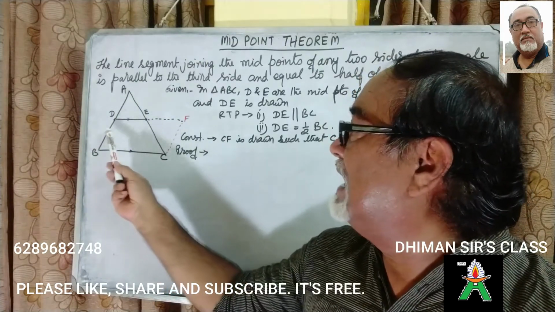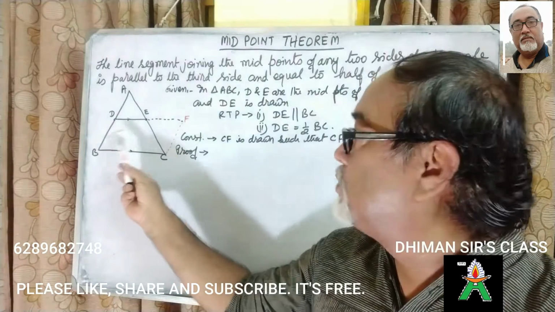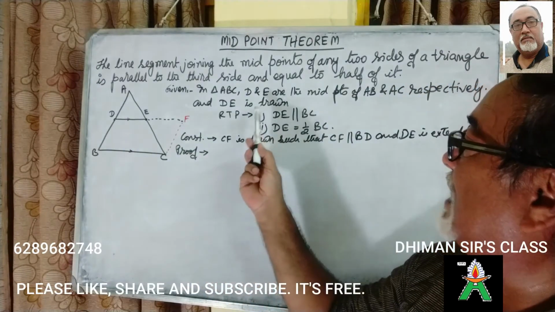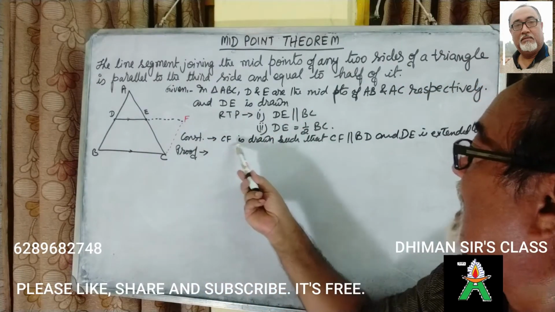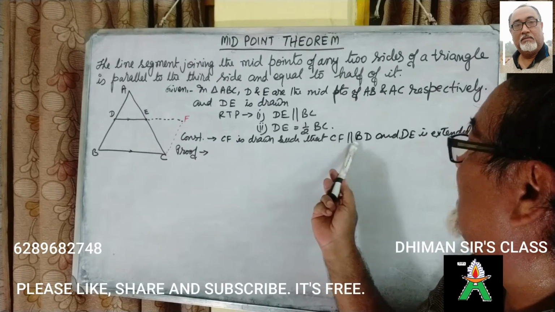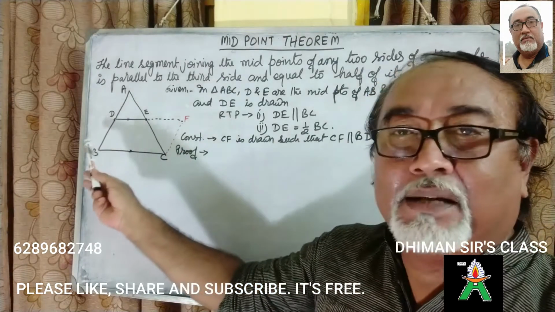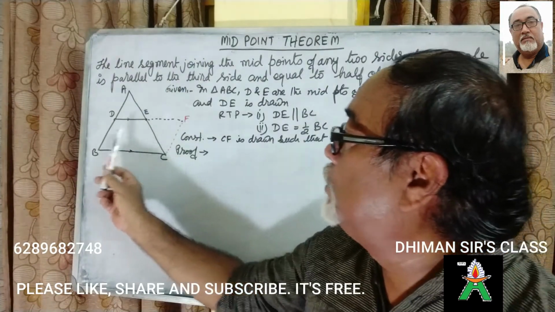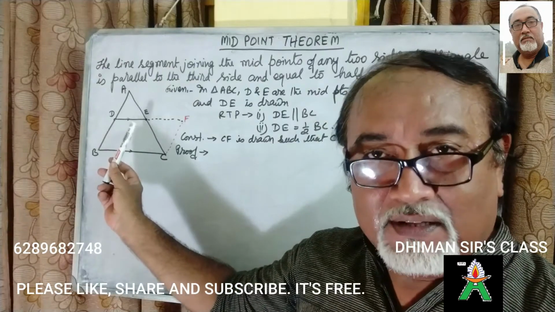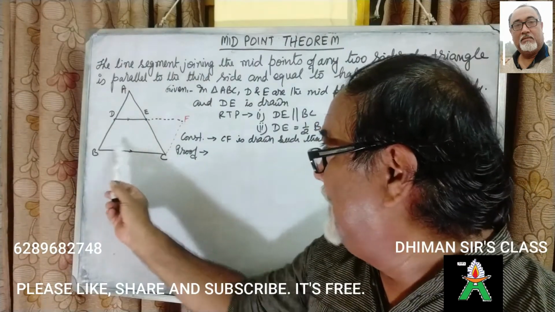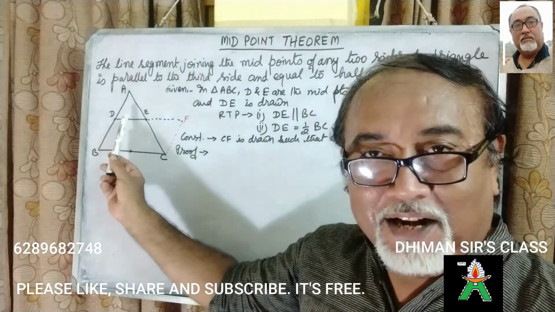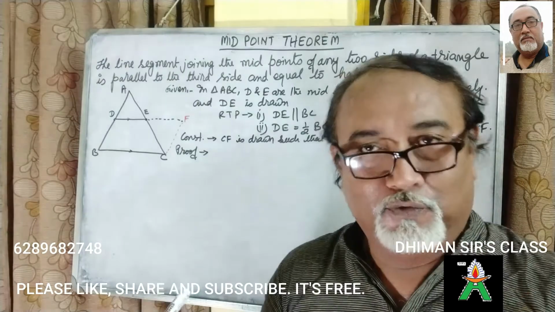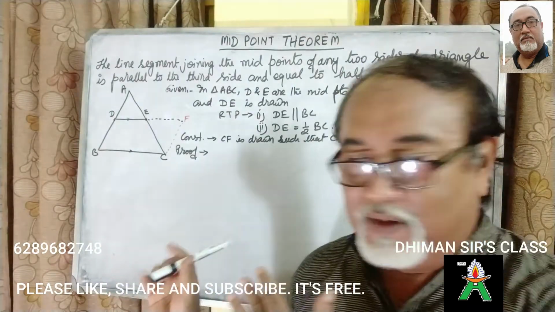And if these two lines are equal, and we have drawn them as parallel by construction, CF is drawn such that CF is parallel to BD. So therefore, the quadrilateral formed between two equal and parallel lines is always a parallelogram. So that means BCFD becomes a parallelogram, and hence DF is parallel to BC. First part is proved. This I am explaining, I'll do it, don't worry.